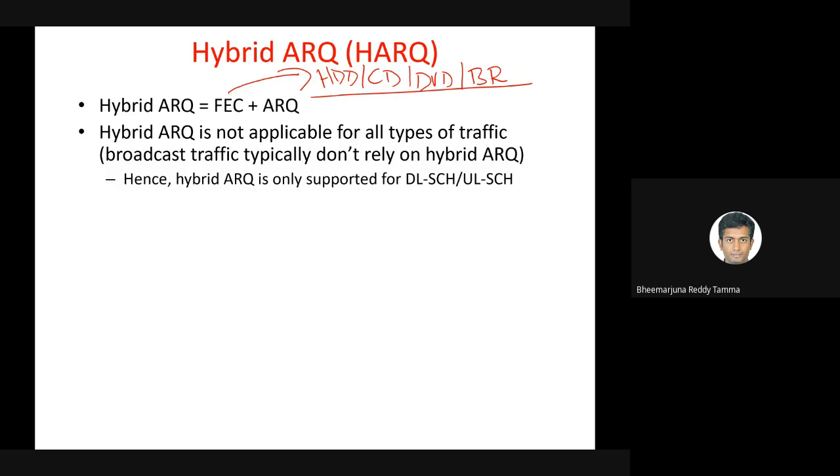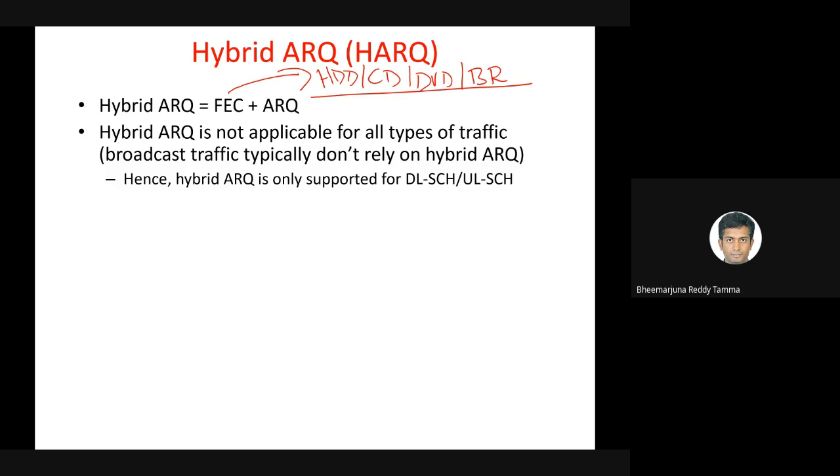Hybrid ARQ is nothing but using the combination of FEC and ARQ. What does that mean? First, you try to correct the bit errors to the extent possible, avoiding the retransmissions. But in the extreme case where you are unable to correct because the channel is so bursty and lossy, then you end up asking the sender to retransmit. That way, we get the advantage of both FEC and ARQ as part of the hybrid ARQ, which is the one that we use in both 4G and 5G systems.